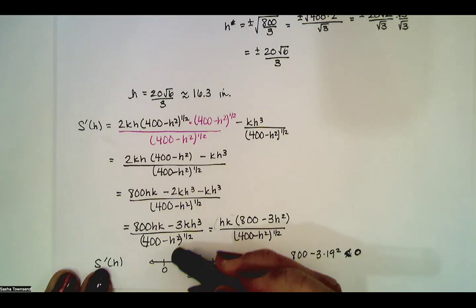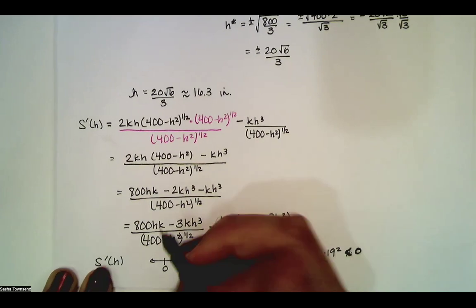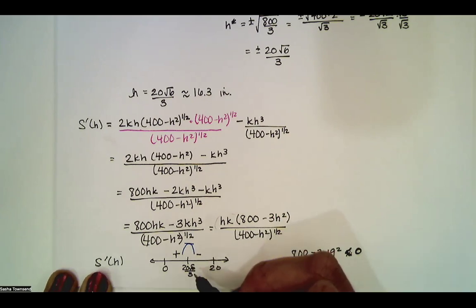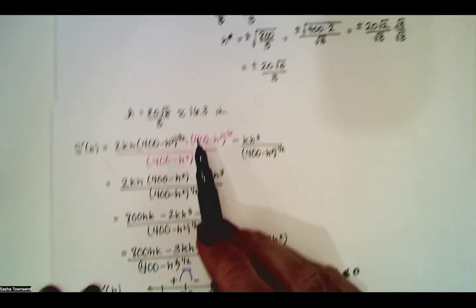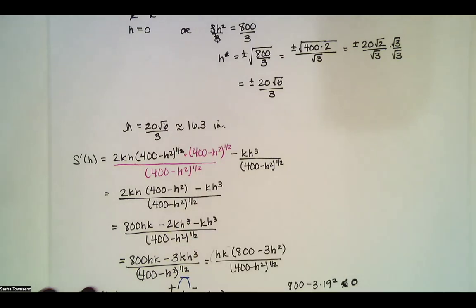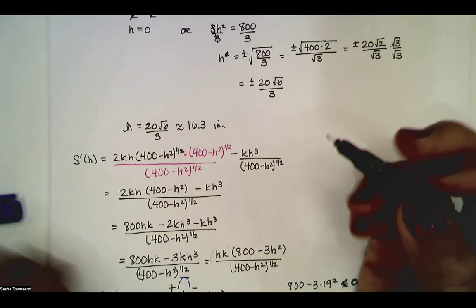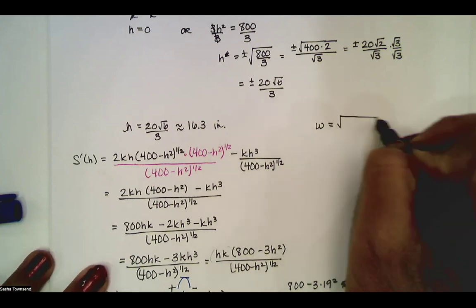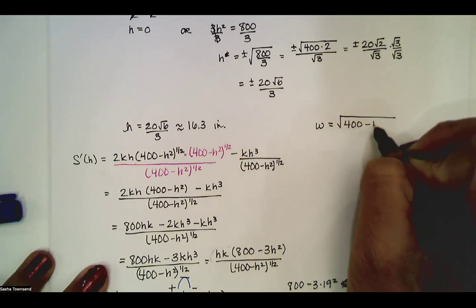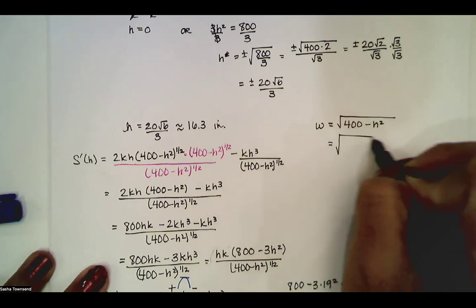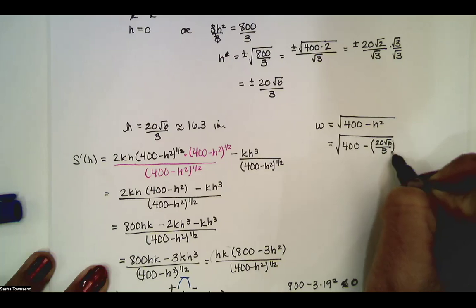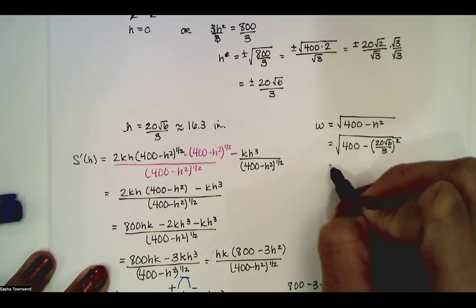So our function goes from increasing to having a 0 slope to decreasing. So we must have a relative max there at 20 times the square root of 6 divided by 3. So h is equal to approximately 16.3 inches. And the corresponding w value is the square root of 400 minus h squared. So I've got the square root of 400 minus this 20 square root of 6 divided by 3, squared.